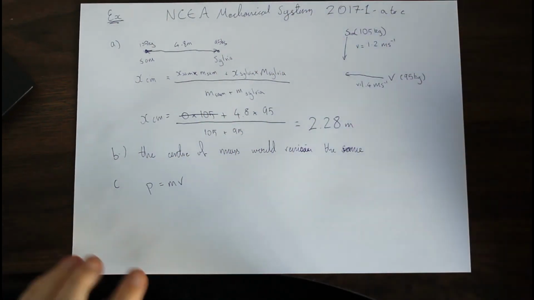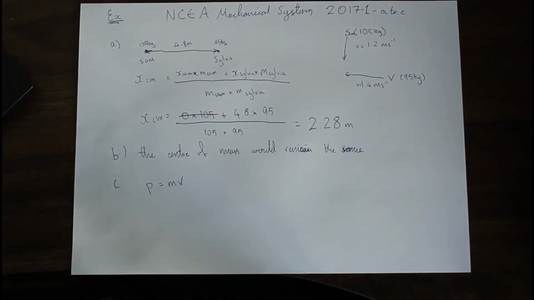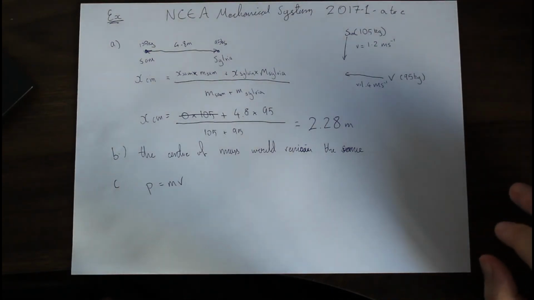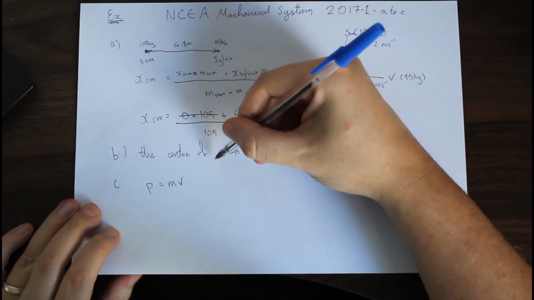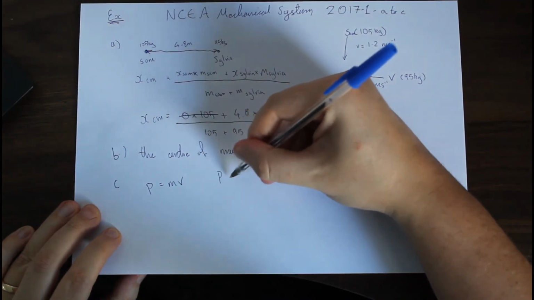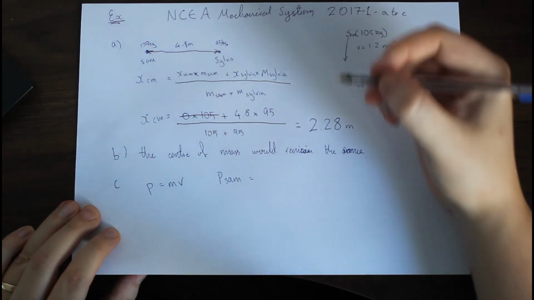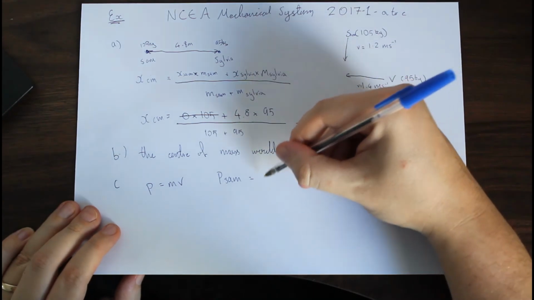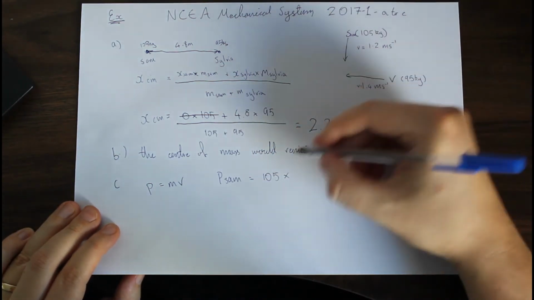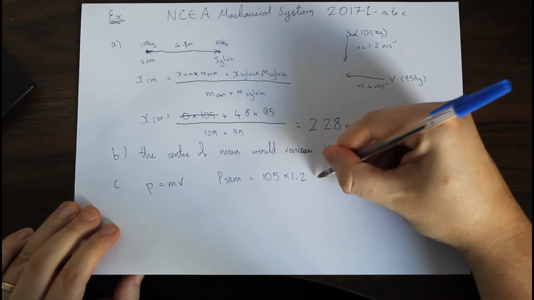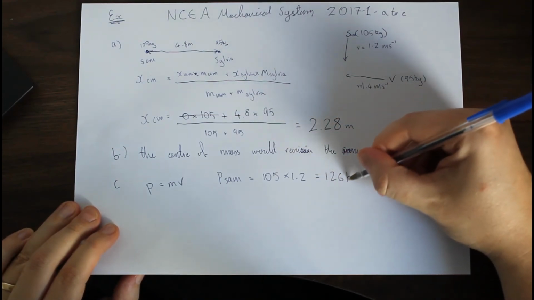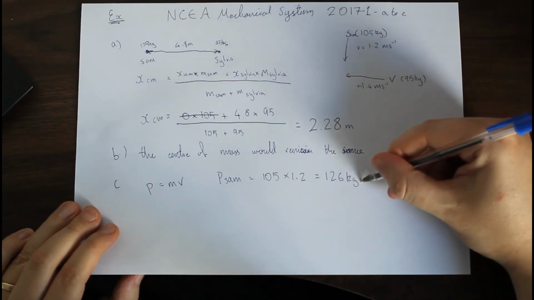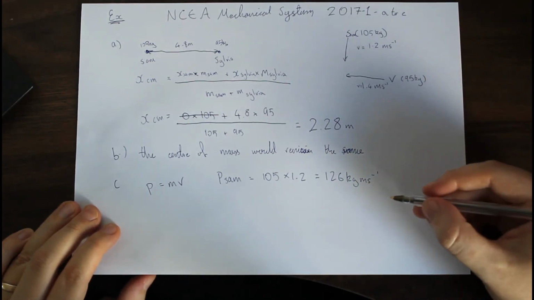Okay, and actually I'm just going to pull this up here for a moment because I had my working on a separate tab and then it just disappeared. Cool. Alright. We know p equals mv, and therefore we can say our p Sam equals 105 times his velocity, mass times velocity, which is 1.2, which is going to give us a momentum of 126 kilogram meters per second.